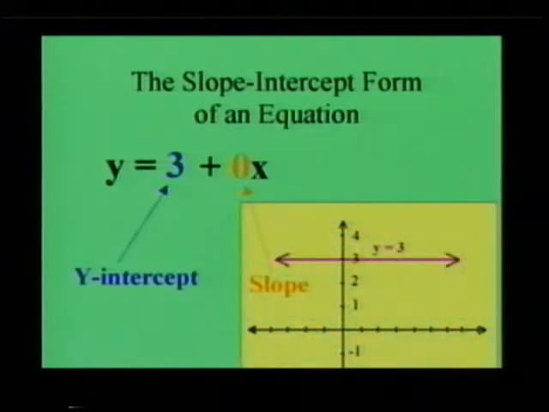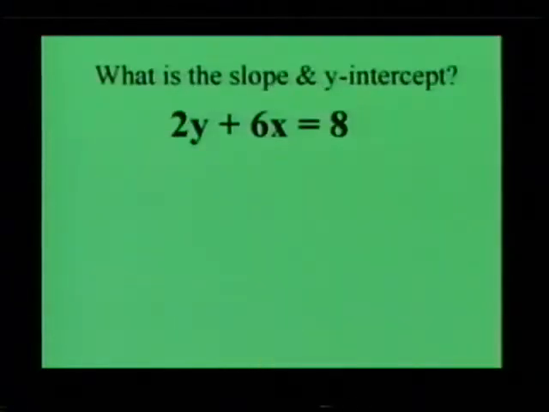In fact, here's a picture. That's the equation, y equals 3. And as you can see, the y-intercept is 3. It's crossing at 3. And it is flat as flat can be. So, son of a gun, it makes sense. What is the slope and y-intercept of this?